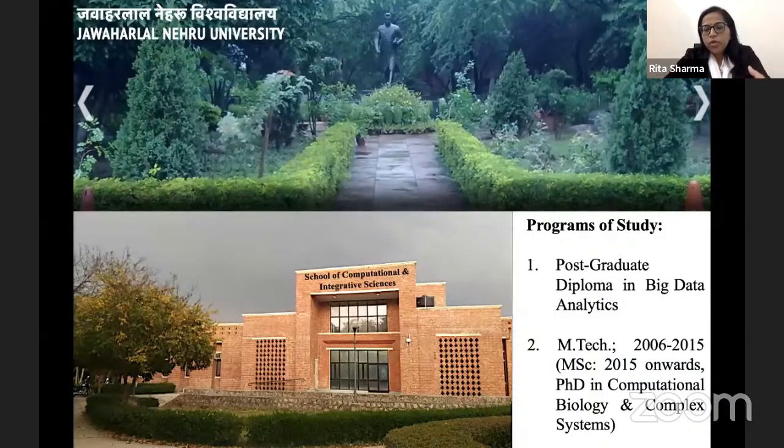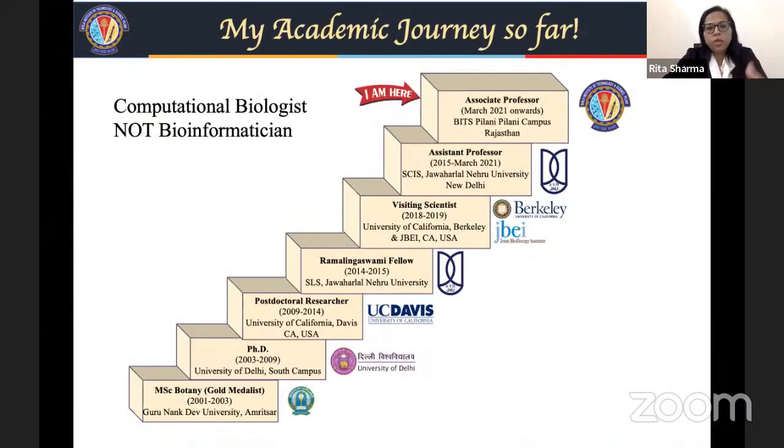And in terms of education in JNU, this department hosts a postgraduate diploma in big data analytics, which was just started a few years ago. And then we had an MTech program from 2006 to 2015, which was discontinued. And then later we started a master's program, MSc in computational biology, as well as a PhD, where we have computational biology and complex systems. These programs were some of the programs that made the inception of computational biology in the country. And we continuously revised those curricula to make room for the growing needs.